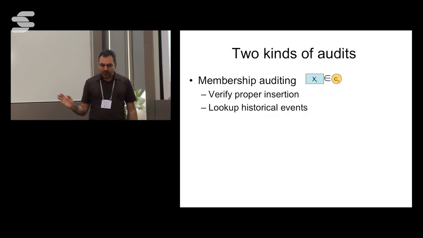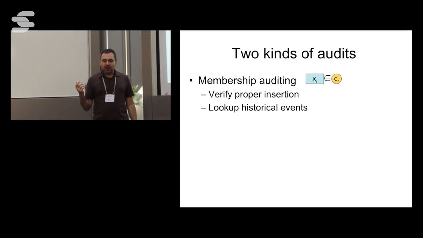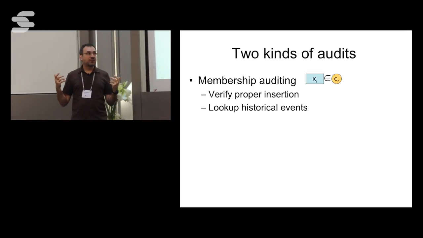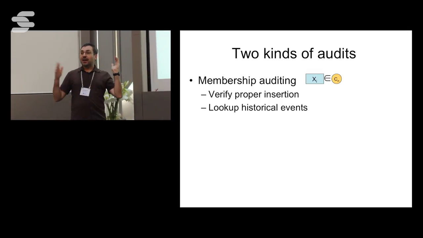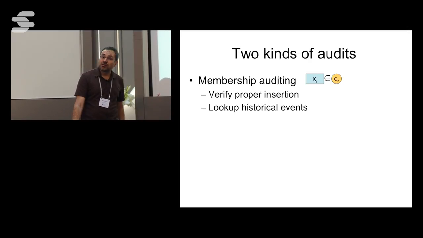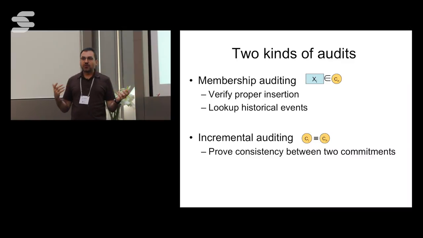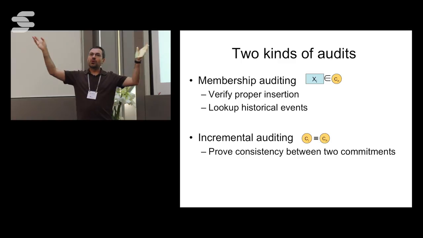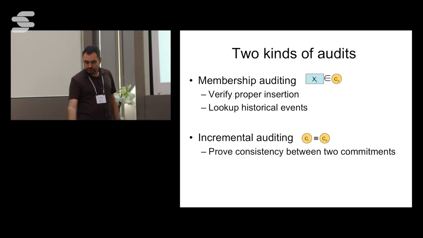So again, I have two kinds of auditing. I might want to verify that some message is consistent with some commitment, and I and N don't have to be the same. So I might be verifying historical events, I might be verifying recent events. And I need to do these incremental audits, that the brand newest commitment and some older commitment are consistent.